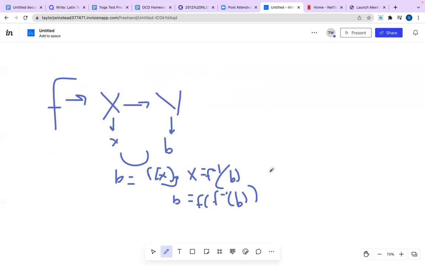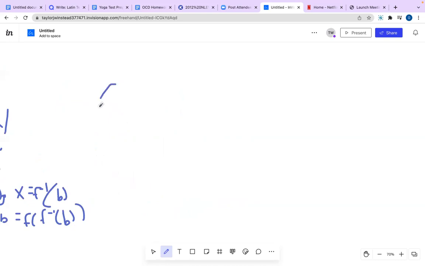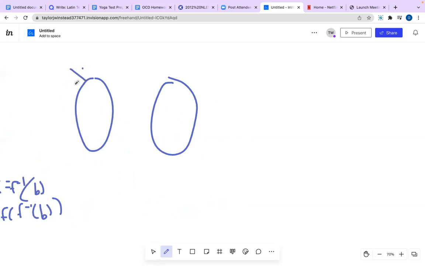So I'll say it again in case you didn't get it the first time. Basically, if a function f from x to y is invertible, then the image of f is y. In other words, all of the possible outputs of f are y. And indeed, for every b that exists in y, there is only one x in x such that b equals f of x. And we can write this in terms of inverses because we know that x is going to be inverse f of b. So we can write b is equal to f of x, which is equal to f of inverse f of b.